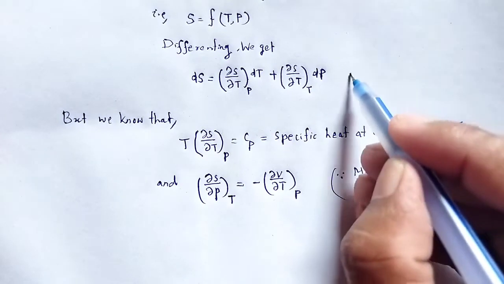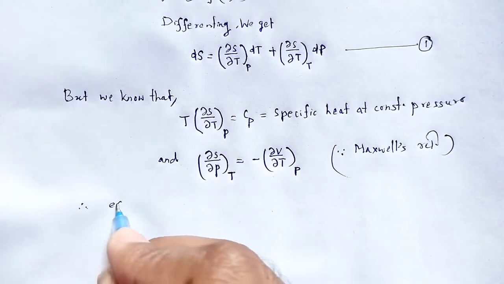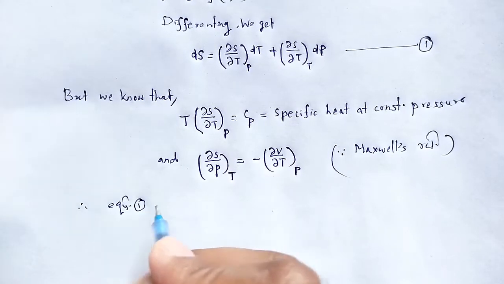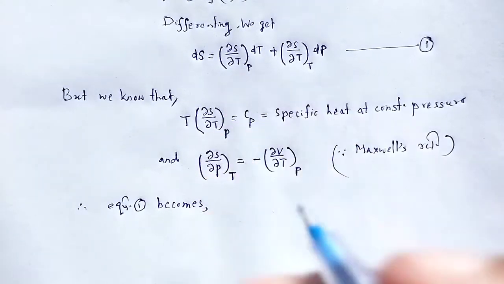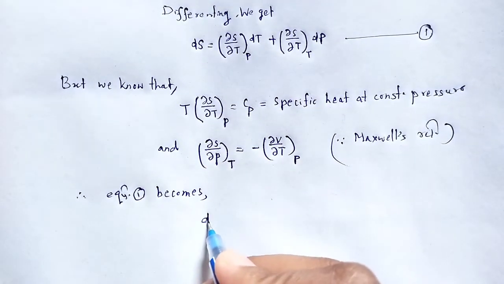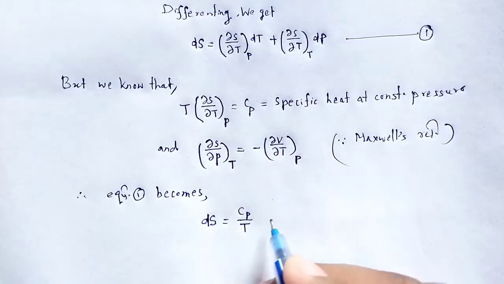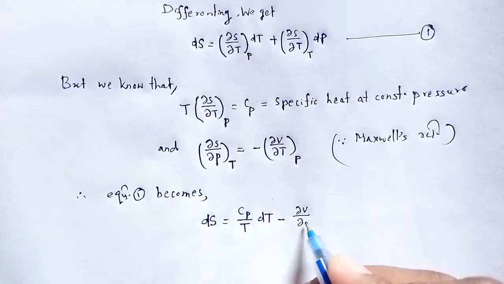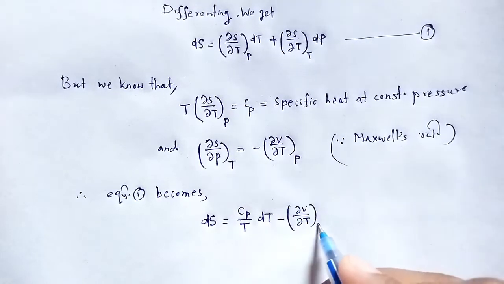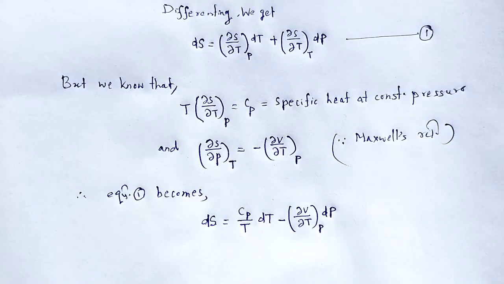So that equation becomes, therefore equation 1 becomes, putting the values here, we have the differential dS is equal to Cp by T dT minus del V by del T at constant pressure dP. For second order phase transitions, what happened?